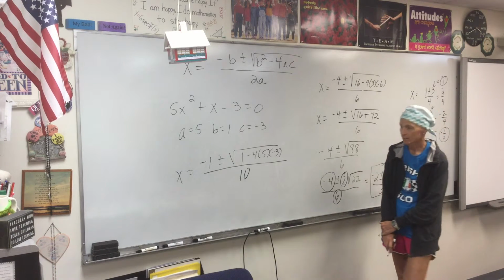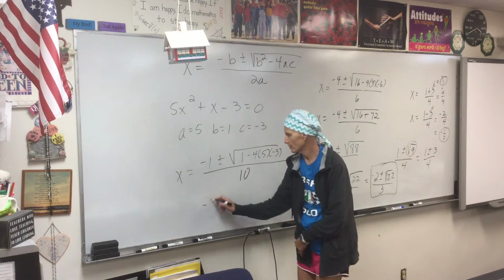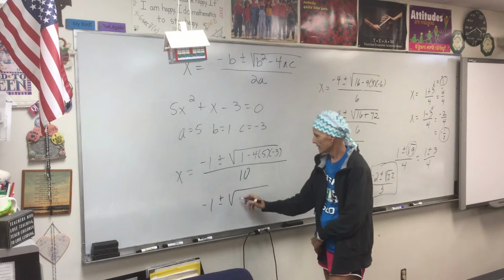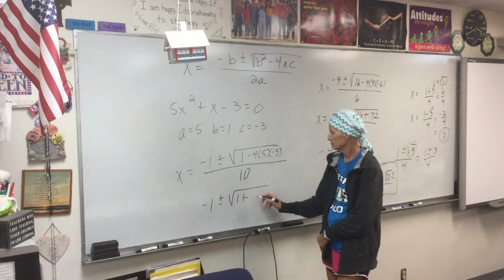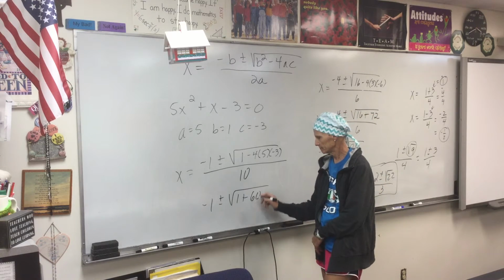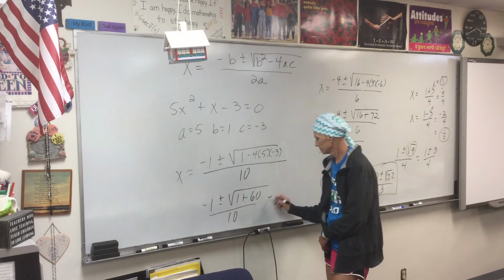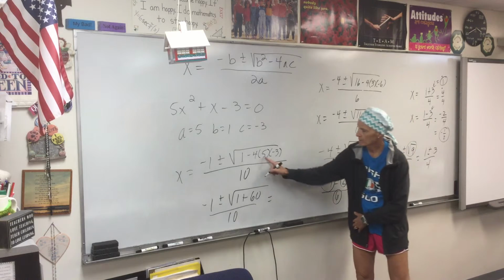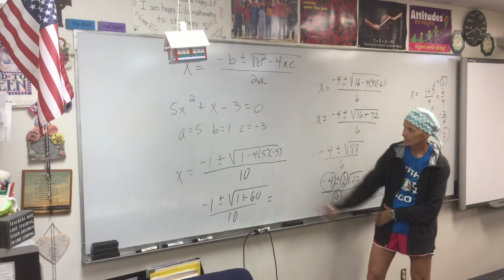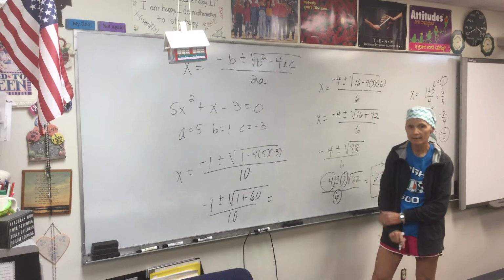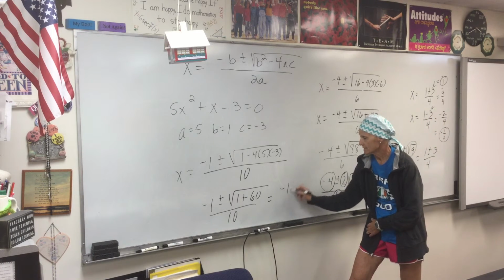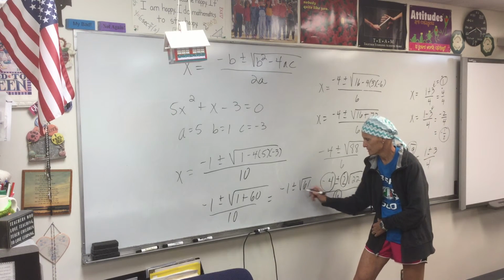This has been happening to us a lot. Once again, we got a double negative under there. So that's going to become 1 plus 60. 4 times 5 times 3. Negative, negative, minus a negative, so it's a plus. So that's negative 1 plus or minus root 61.